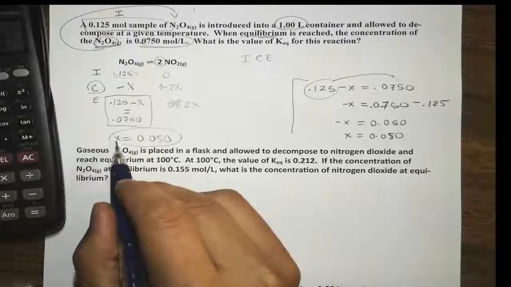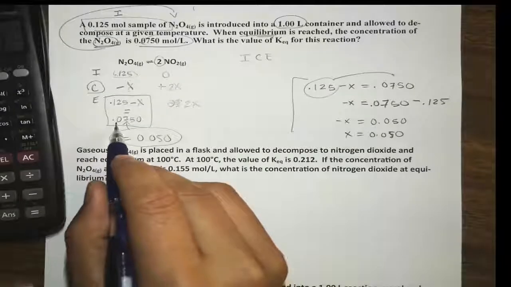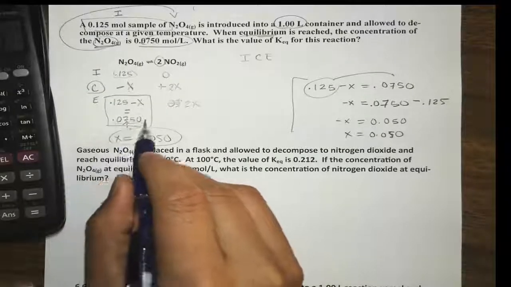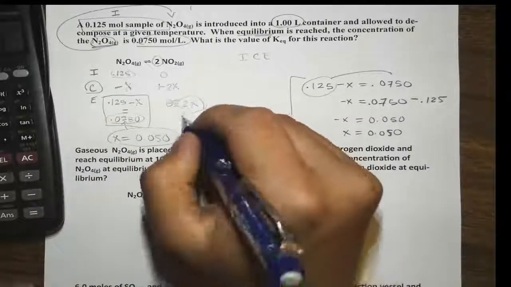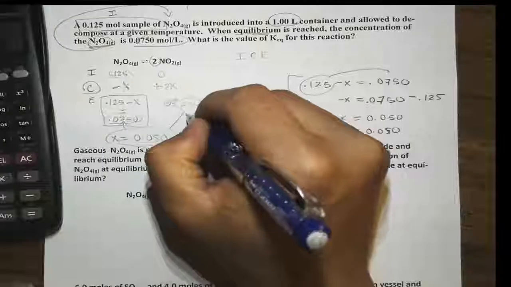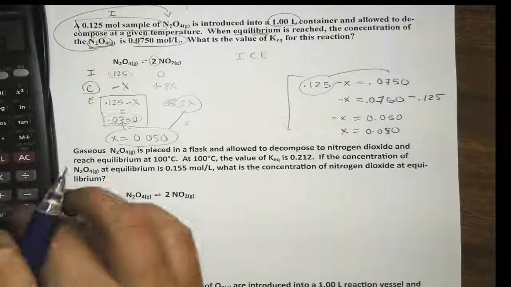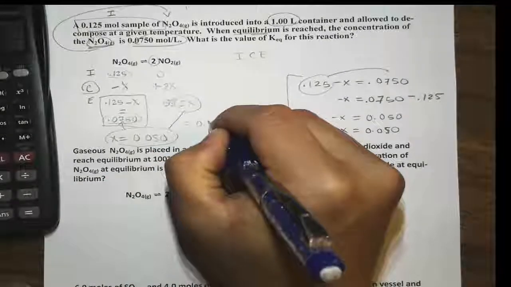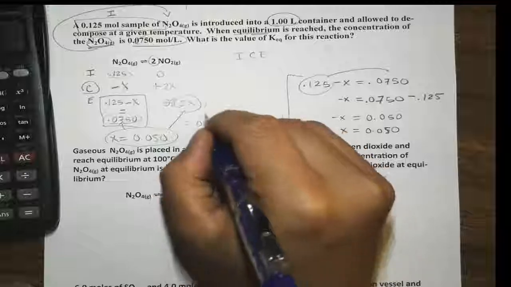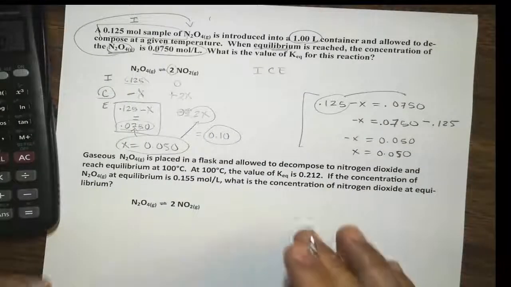Now, keep that in mind. X is not equal to the equilibrium concentration of N2O4. The equilibrium concentration of N2O4 is this one. But with X now, we can solve for the product. All you have to do is plug it in, which gives us 2 times 0.050, which gives us 0.10. And that is the concentration of NO2. You see how that works.